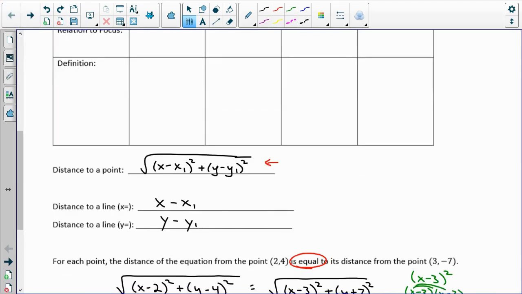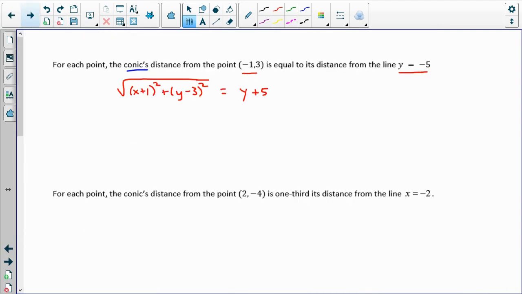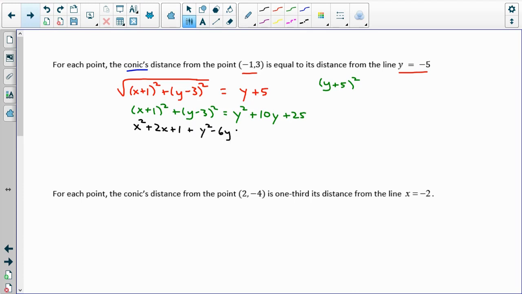we have distance from a point and distance from a line. So now I can square both sides. If I square the left side, I end up with x plus 1 squared plus y minus 3 squared. And if I square the right side, I get y plus 5 squared, which I'm going to simplify to y squared plus 10y plus 25. Now let's continue. X plus 1 squared is x squared plus 2x plus 1. Y minus 3 squared is y squared minus 6y plus 9.